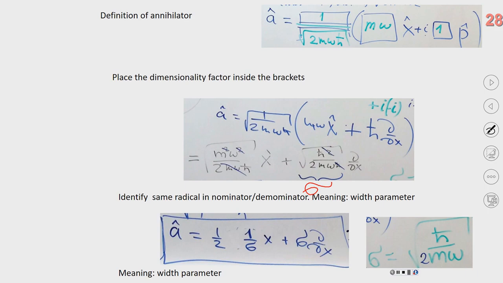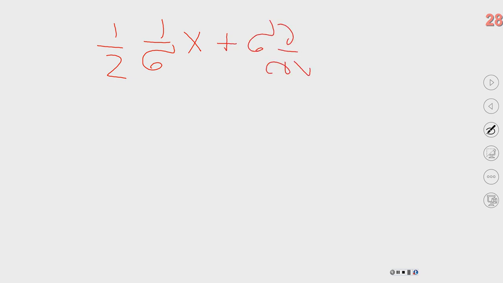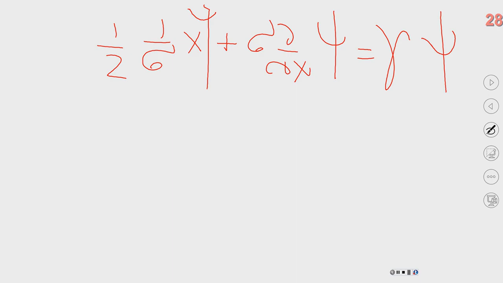So width times derivative, 1 over width times position. Good. And now it is time to practice linear differential equations. Should I? 2 c x, c d dx. And here I put psi equals gamma psi. How do we solve this equation?